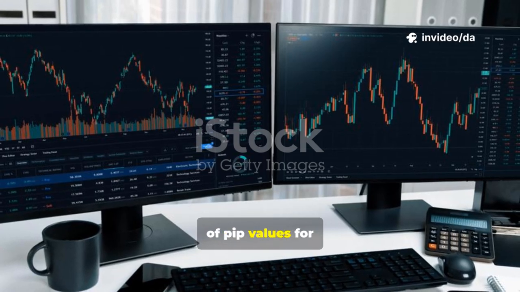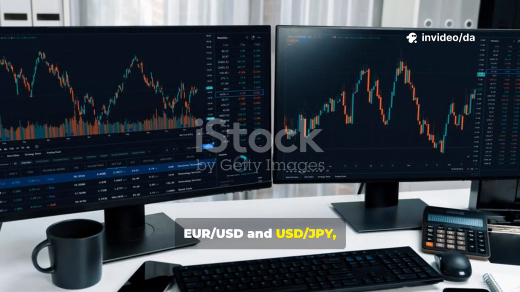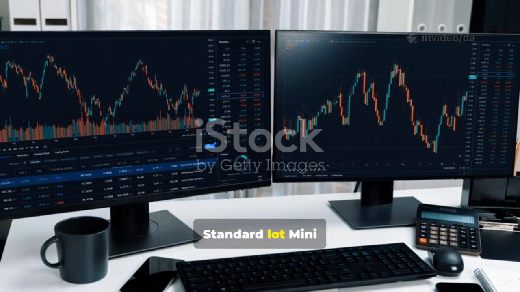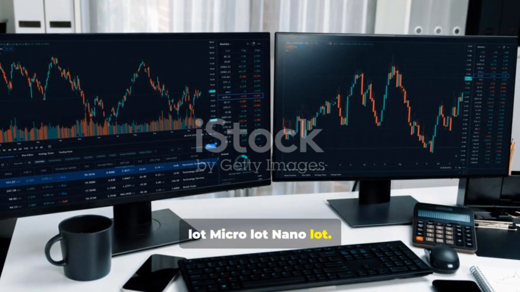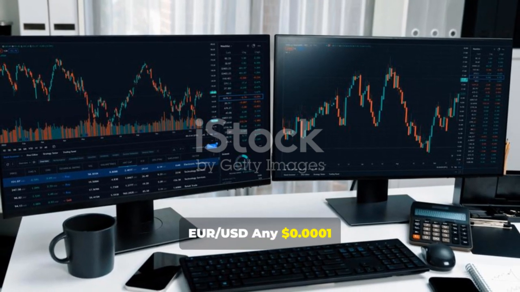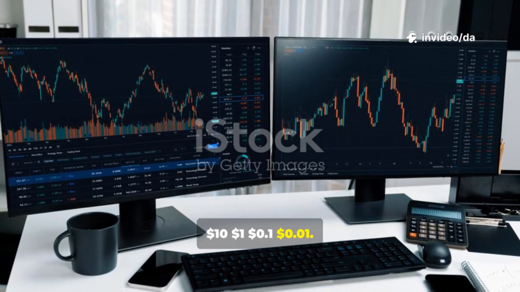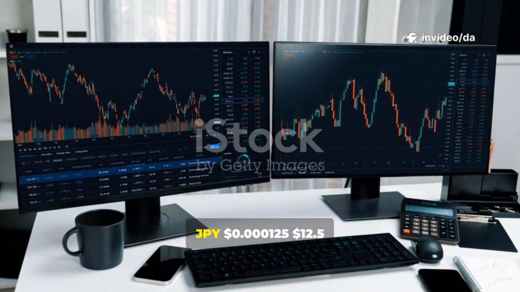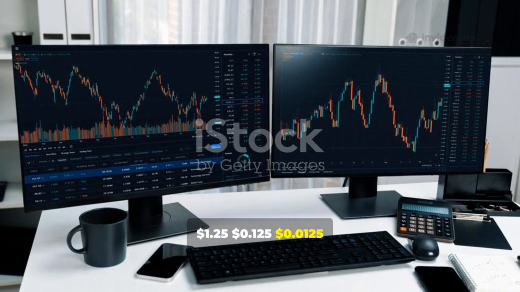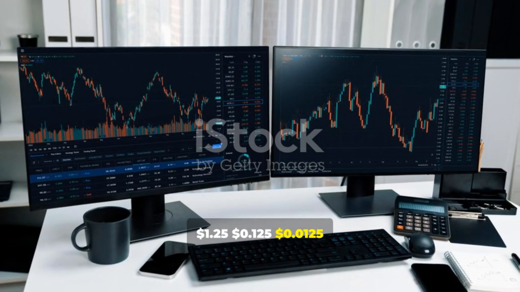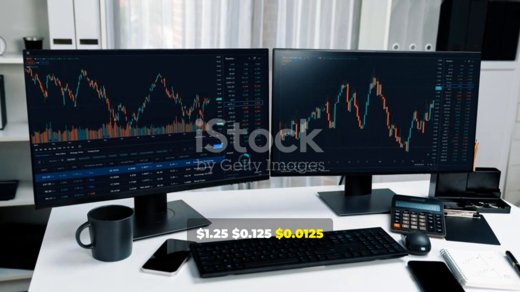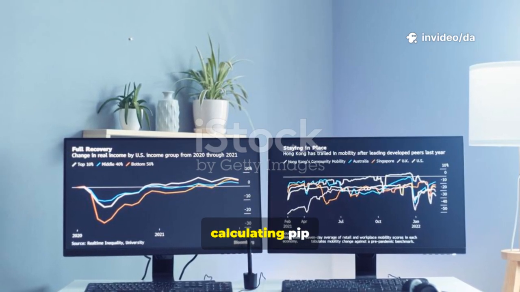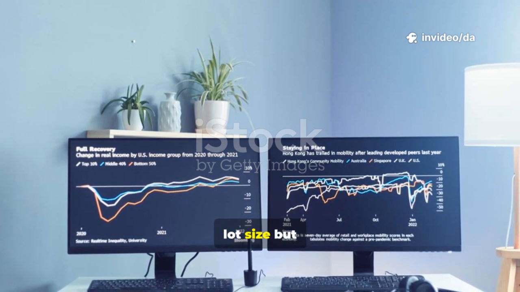Here are examples of pip values for EUR/USD and USD/JPY depending on lot size. Pair, close price, pip value per unit, standard lot, mini lot, micro lot, nano lot. EUR/USD: $0.0001, $10, $1, 10 cents, 1 cent. USD/JPY: 1 USD = 80 JPY, $0.000125, $12.50, $1.25, $0.125, $0.0125.